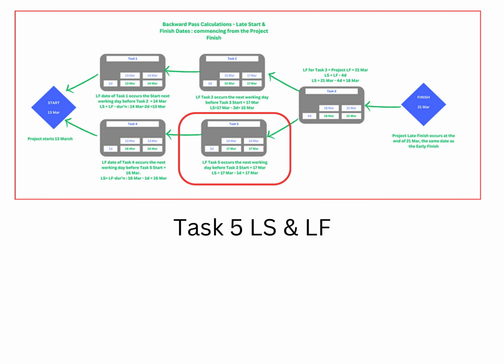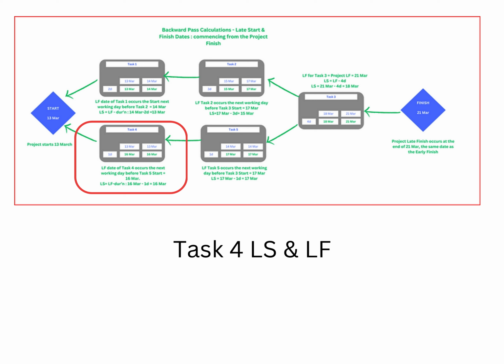Let's look at Task 5. The early start of Task 5 is dependent on the finish of its predecessor task, Task 4. The next available working day is the 14th of March at 8 a.m. The early finish of Task 5 is the 14th of March plus Task 5 duration of 1 day, equaling the 14th of March at 4 p.m. Similar to Task 1, Task 4 early start is the same as the project start, the 13th of March at 8 a.m. The early finish of Task 4 is the 13th of March plus Task 4 duration of 1 day, equaling the 13th of March at 4 p.m.